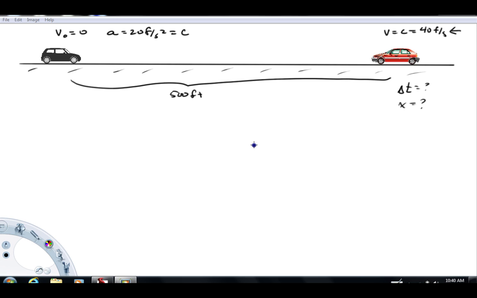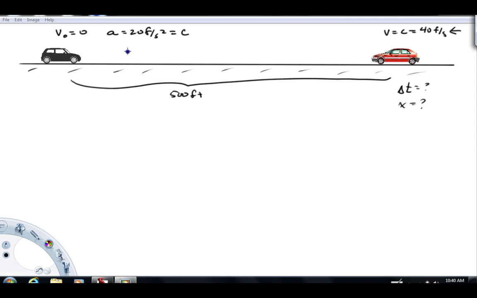The purpose of this video is to give an example of how to use a kind of graphical analysis to solve problems involving motion, or kinematics. So in this example, what I want you to imagine is this. At t equals 0, this car is sitting here at rest.